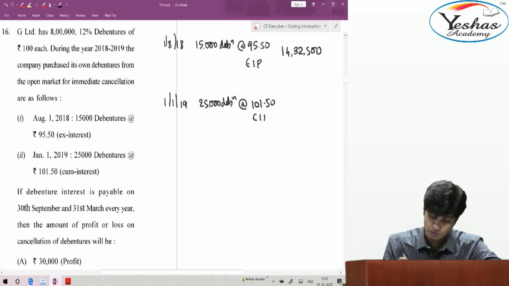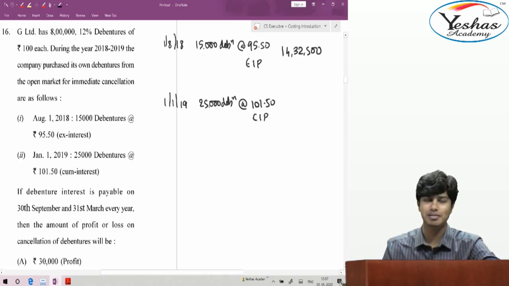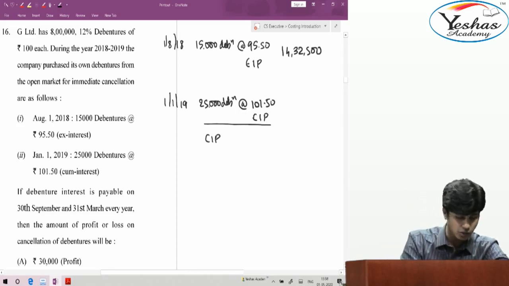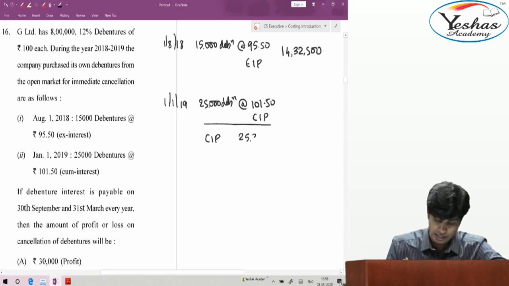101.50 is the cumulative of interest price. Here I am supposed to eliminate the interest component to find my ex-interest price. Come on, let us do this. Firstly, how much is the cumulative interest price here? 25,000 into 101.5. That gives me 25,37,500. So meaning I paid some interest also to the seller.